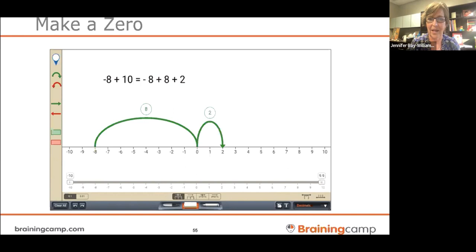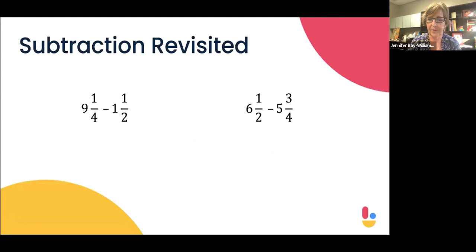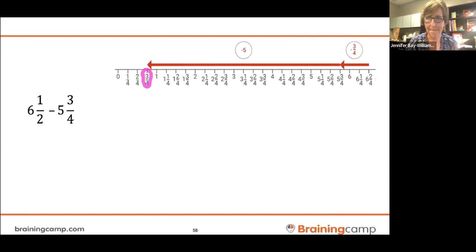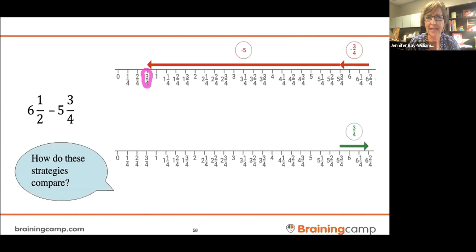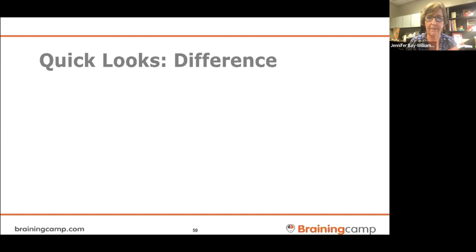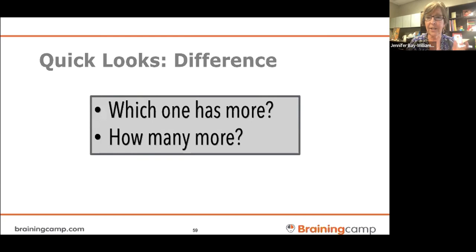So I want to come back to where we started today. We started with these two subtraction problems, and we thought about them as take away and as find the difference. And that is why subtraction actually is tougher to work with. We have a harder time with flexibility and fluency because we have both difference and takeaway to think about.